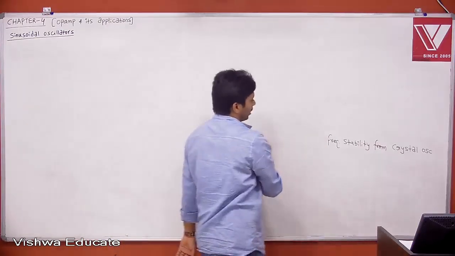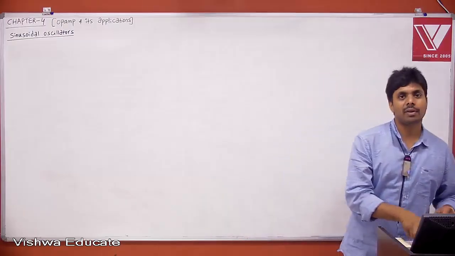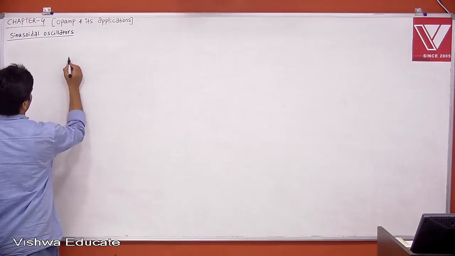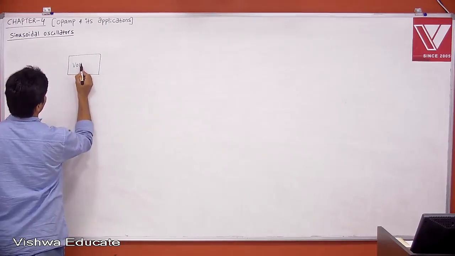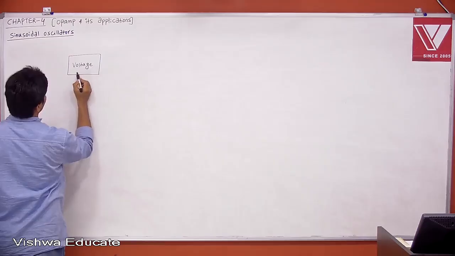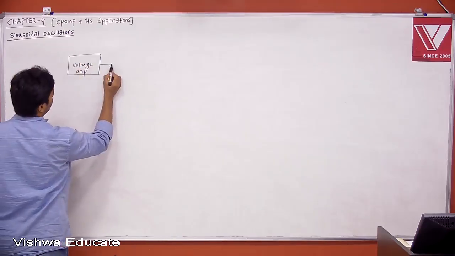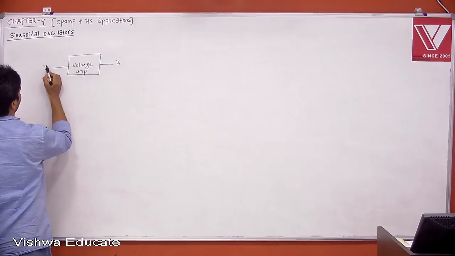What is voltage amplifier? You know it, right? If you take voltage amplifier, let us say this is your voltage amplifier. I am not bothering what is there inside. Just simply, this is your output, V0. What is input? Vi.